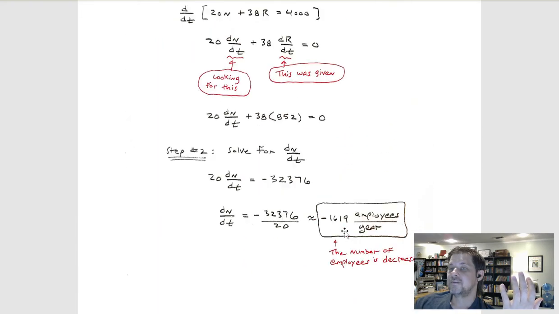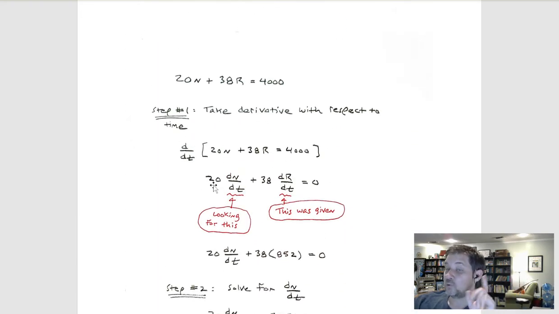All right, so there I say 20. And then because I'm talking about the variable n, number of employees, where n is a function of time, I multiply that immediately by dn over dt. And then I go plus. Okay, carry the plus down.